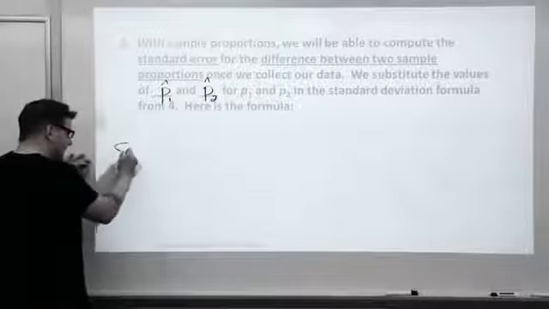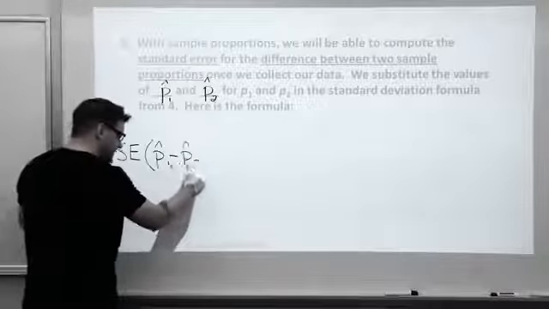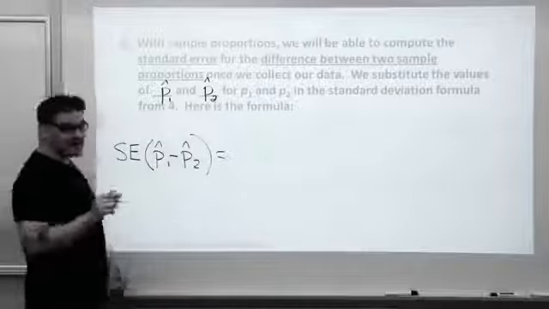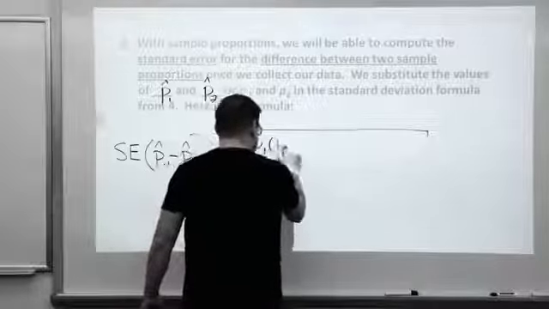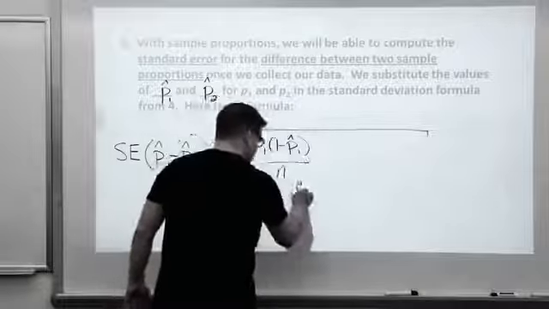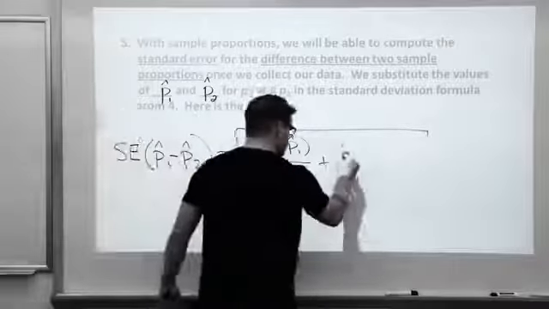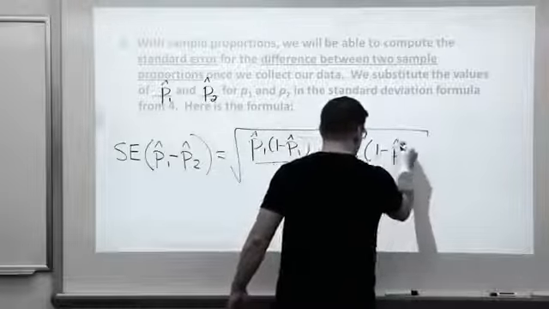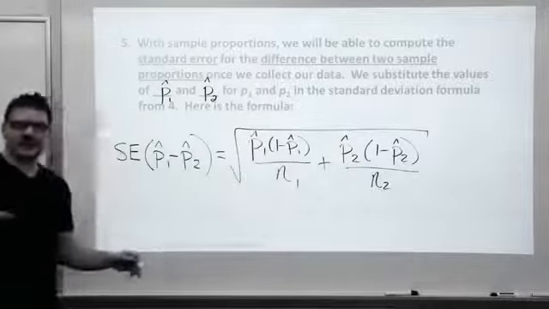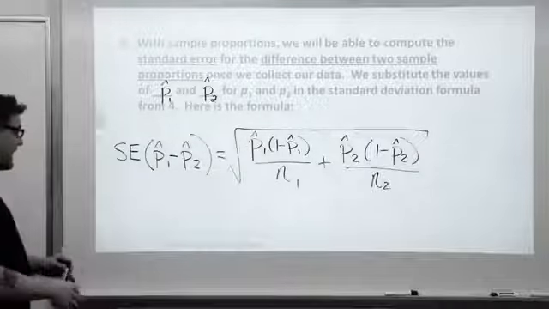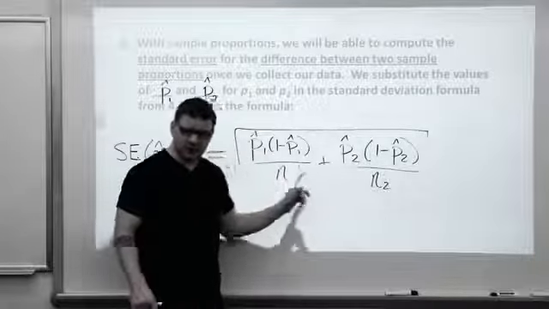Here's the formula, SE for standard error of P hat 1 minus P hat 2. It's the same exact thing, just put hats on the P's. Big square root, P hat 1 times 1 minus P hat 1 over N1 plus, same thing with the 2's. P hat 2, 1 minus P hat 2 all over N2. Once you collect your data, you'll always be able to calculate this by hand, okay? Because we'll just substitute these values that come from the data, and these are your 2 sample sizes.